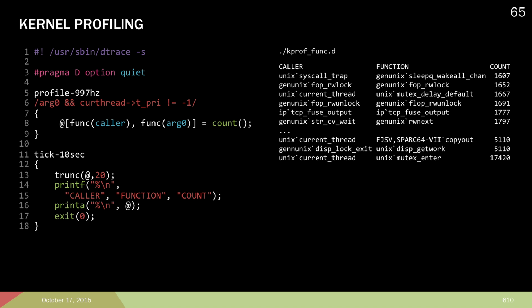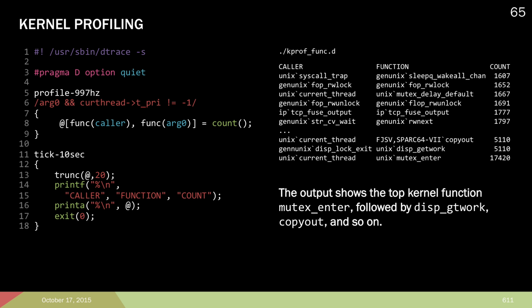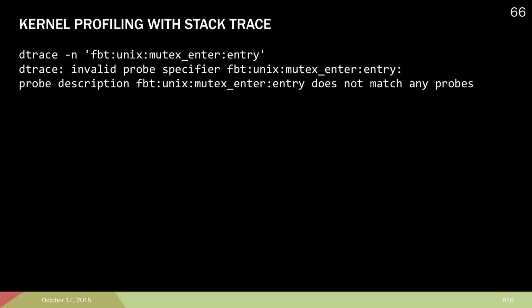Let's run it. The output shows the top kernel function is mutex_enter, followed by disp_getwork, and so on. Let's dig into mutex_enter. So we've run our probe here. Looks like we've got a problem. The mutex_enter probe that we want doesn't seem to exist. Let's list our probes, and we'll use grep to find mutex_enter.